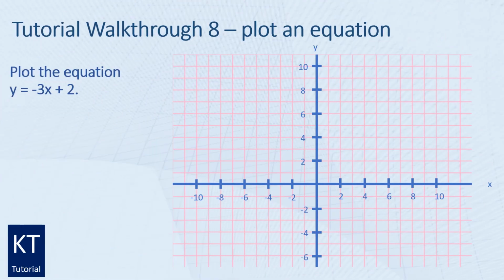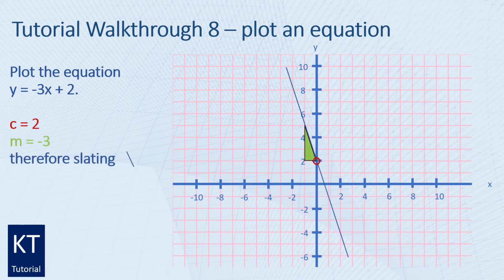Tutorial walkthrough 8. Plot the equation y equals minus 3x plus 2. With c being 2, the line would have a point with coordinates 0, 2. The required line is simply the plot of a line with gradient minus 3 that cuts through this coordinate.